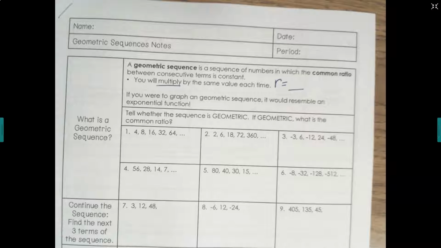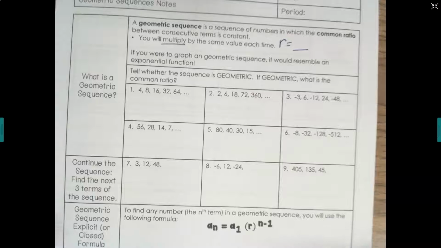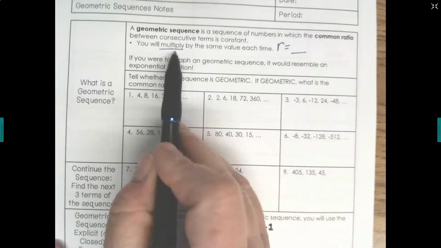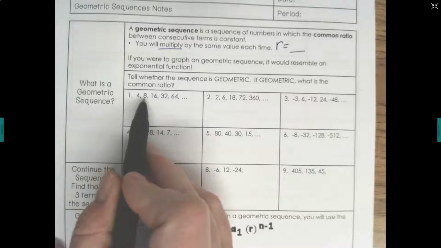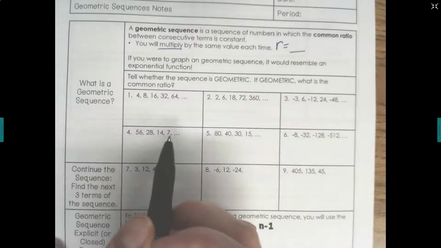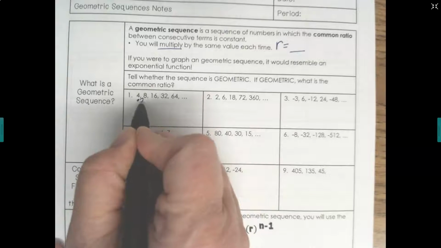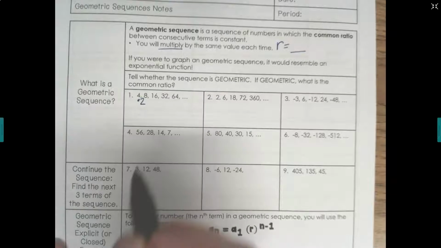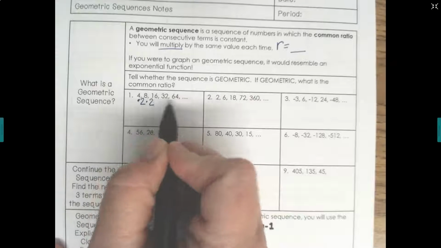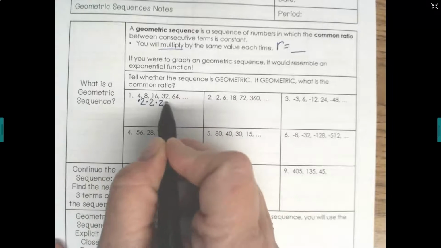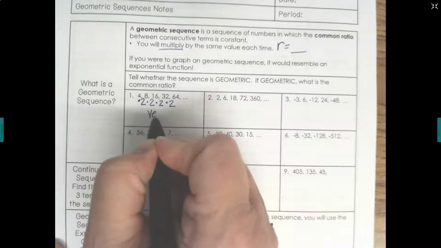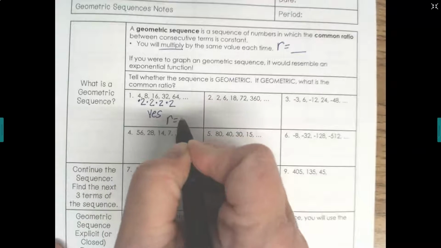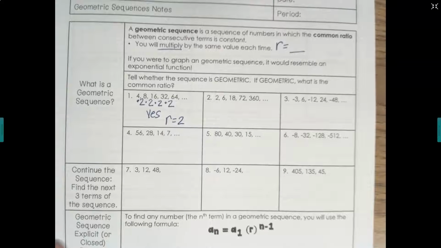So can we tell whether or not a sequence is geometric? Remember, we're looking for a common multiplier between all the terms. When we look at 4 to 8, we have to think multiplication here because we're talking about geometric. That would be times 2. 8 to 16 would also be times 2, 16 to 32. I'm just checking all the terms. They're all multiplied by the same number, 2, to get to the next term. So yes, this is geometric, and your common ratio is a positive 2.